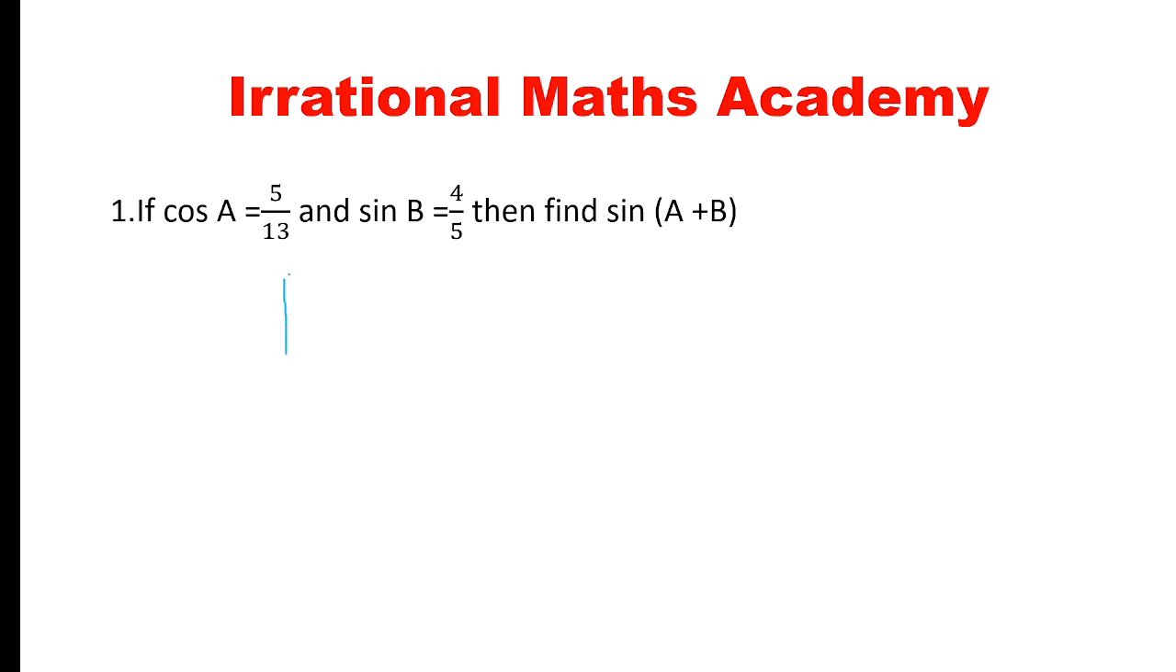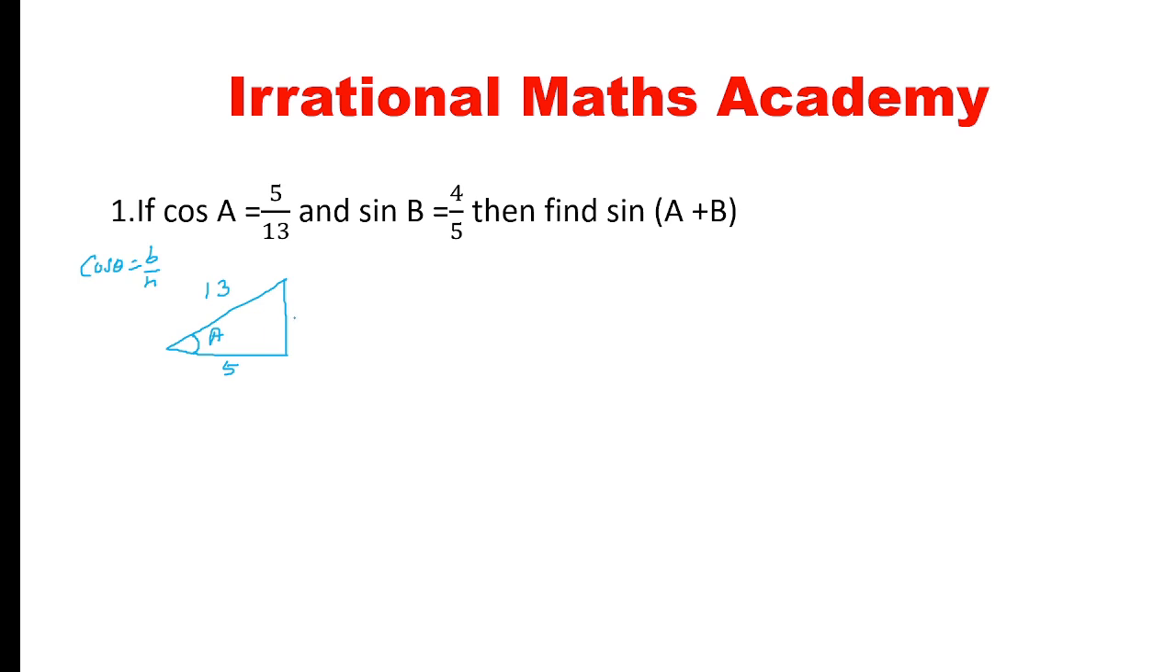Okay, draw the triangle. Once you draw the triangle, this is my A. Cos A means base upon hypotenuse. Cos theta means base upon hypotenuse. What is my base here? 5. Hypotenuse is what? 13.